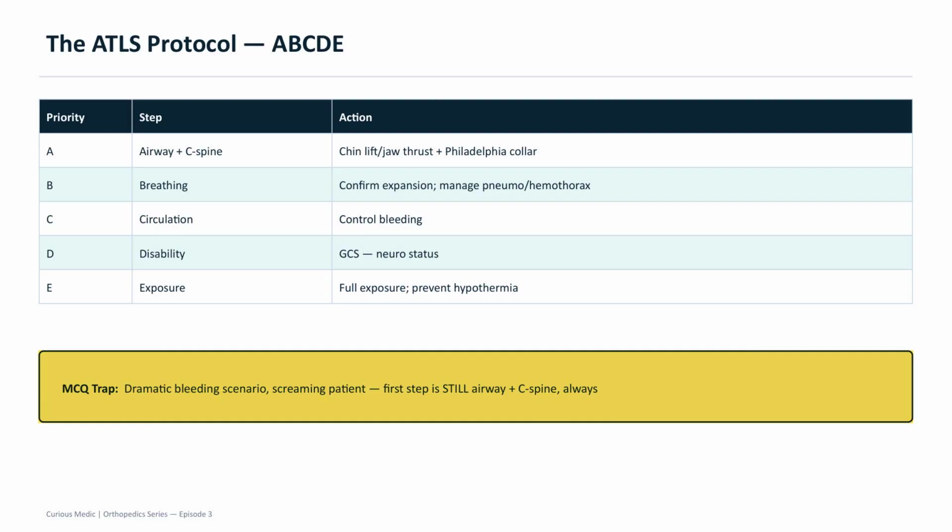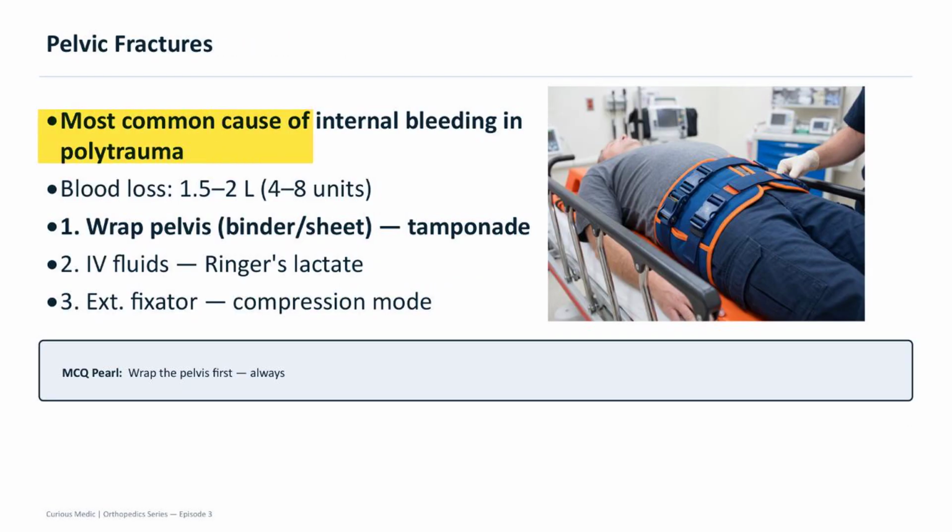They will give you a scenario, a polytrauma patient with active bleeding from the femur and open wound on the leg. The patient is screaming and in pain, and ask what the first step is. The emotional pull of the scenario makes you want to control the bleeding. The answer is still airway with cervical spine stabilization. Always. No matter how dramatic the scenario. No matter how much blood you see. The protocol does not change based on how the question is framed. Airway first. Always.